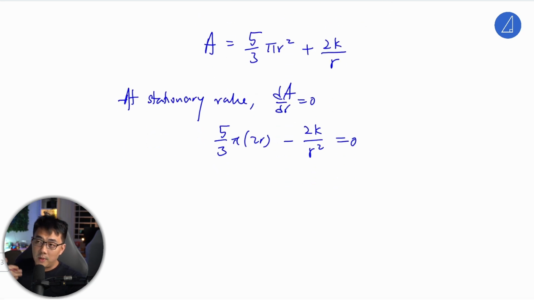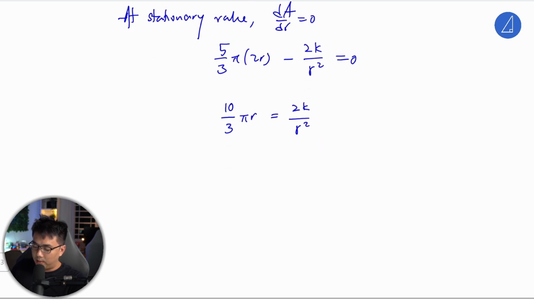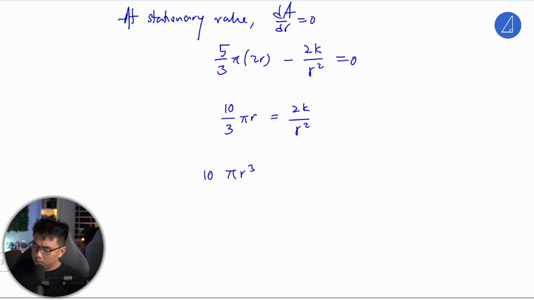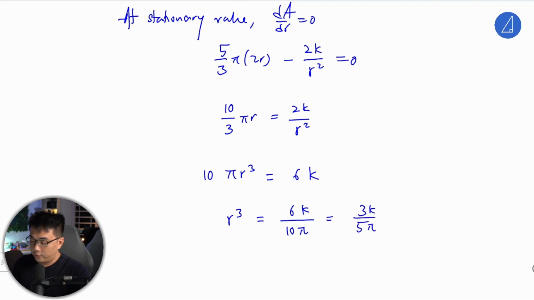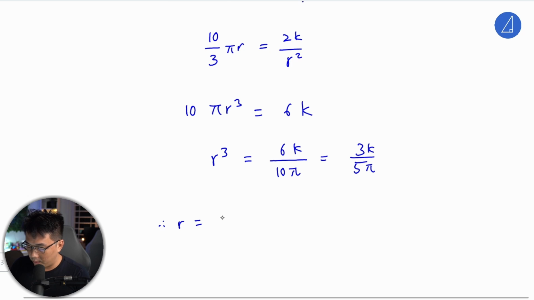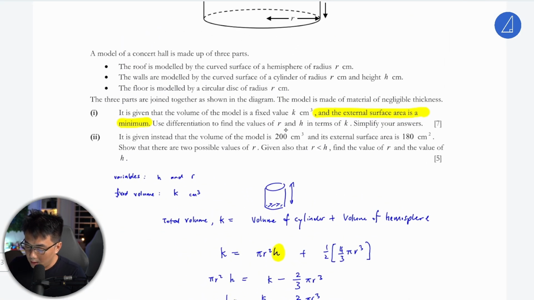So now what I'm going to do is just make r the subject, right? Multiply this will be 10 pi r squared, pi r, then this will be 2k r squared. Cross multiply. So r cubed will be 6 over 10 pi. That will be 3k over 5 pi. So from here, what we get is r is actually cubic root of 3k over 5 pi. All right. Because they want us to find r in terms of k.